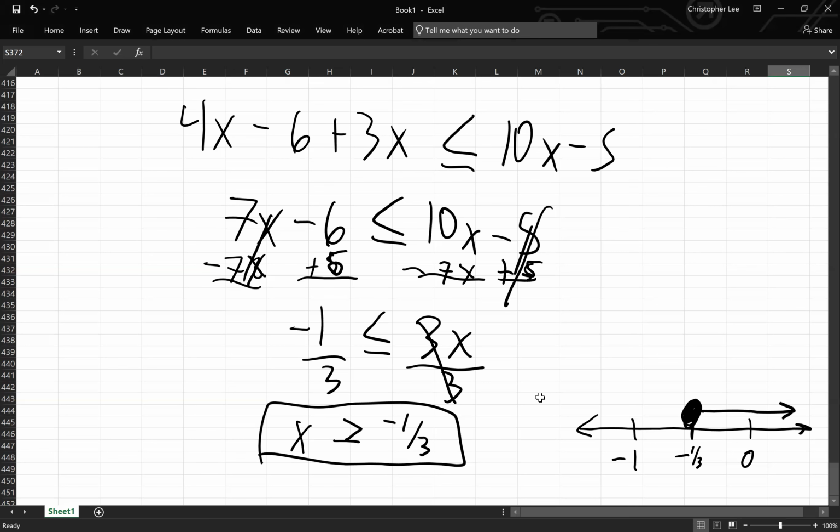1/3, where did you get that 3? It's because 10x minus 7x is 3x. And then I divide by 3 to get x by itself. But what I do to one side, I have to do to the other.